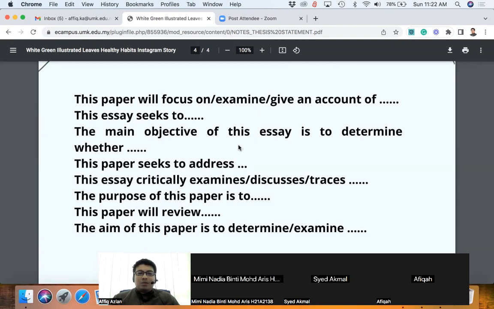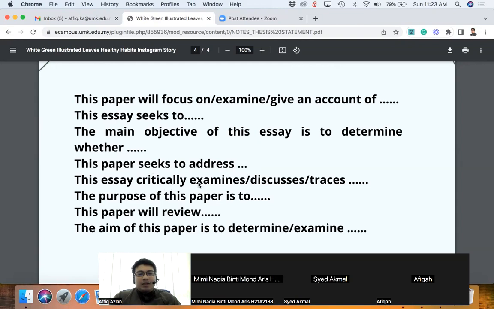Or this paper seeks to, this essay seeks to explore the benefits of something, whether it should be allowed, or should be legalized or illegalized. So the main objective of this essay is to determine whether... This paper seeks to address what kind of problems or issues that we face recently.